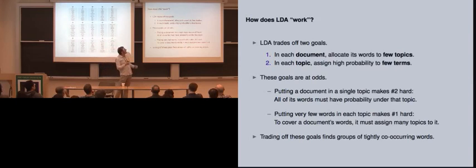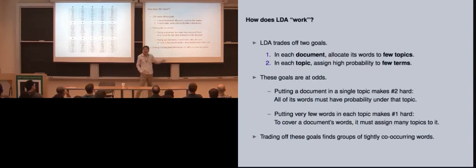Okay, one goal is that in each document, it wants to allocate words to few topics. Okay, it wants, in other words, the topic proportions to be sparse. And the reason is because the topic proportions have to normalize. Okay, that's what forces them to be sparse. Two, mirroring this goal, in each topic, LDA wants to assign high probability to very few terms. Again, because the topics normalize. Okay, so it wants documents to allocate words to few topics and topics to have very few terms in each with high probability. And these goals are at odds, right?